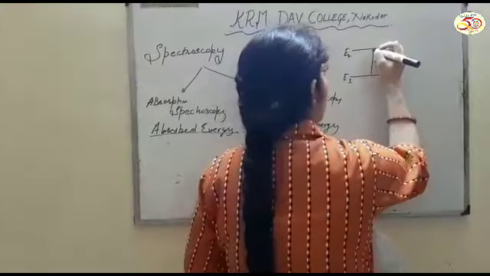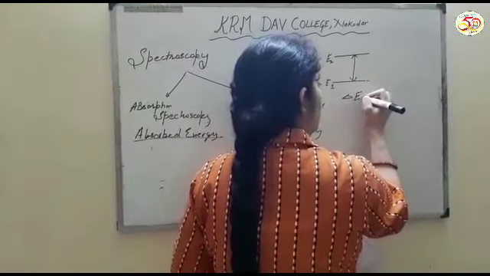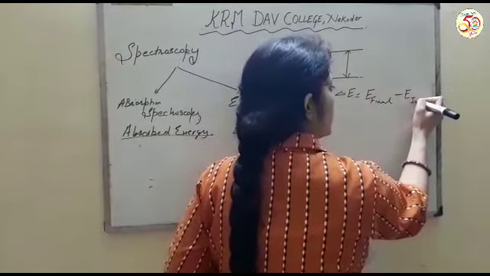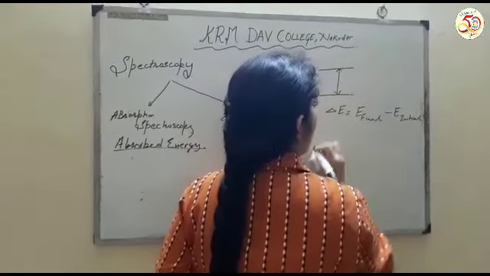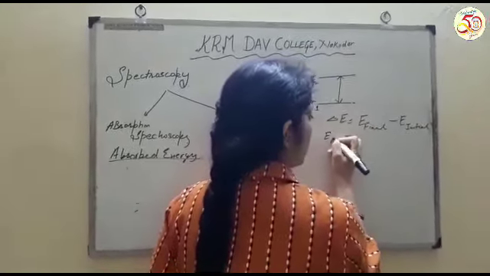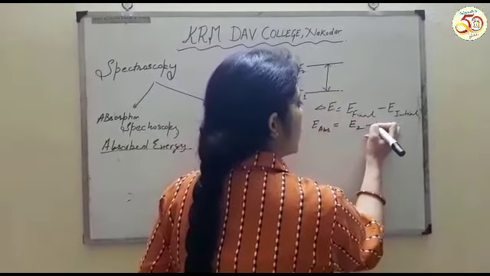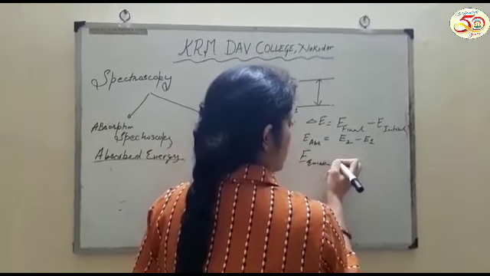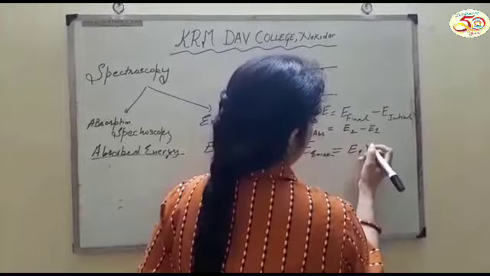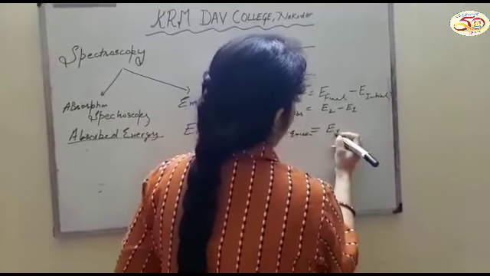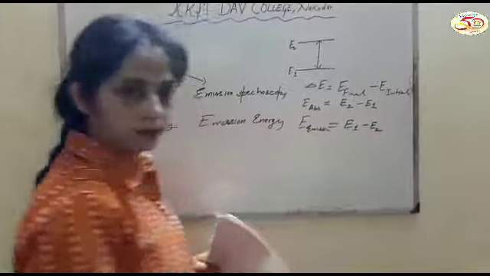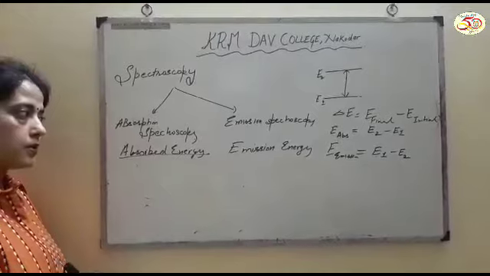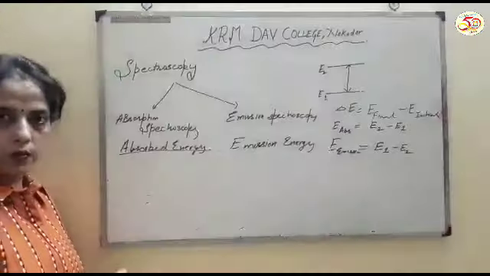The difference between the final energy level and the initial energy level. If we are noting down the absorbed energy, then it is E2 minus E1. If we are noting emission, then it is E1 minus E2. Absorption, as I have said, is easy to operate in absorption spectroscopy.